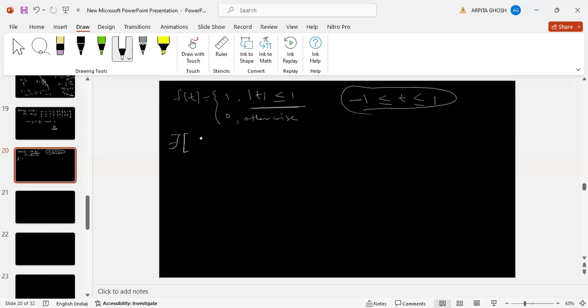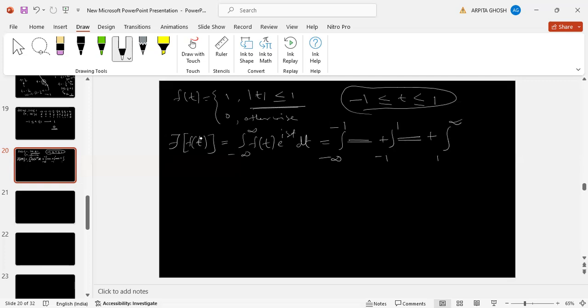So our Fourier transform of f of t is the integral from minus infinity to plus infinity of f(t) into e to the power ist dt. Since for mod t less than or equal to 1 the function is 1 and otherwise 0, we will break the range minus infinity to plus infinity into 3 parts.